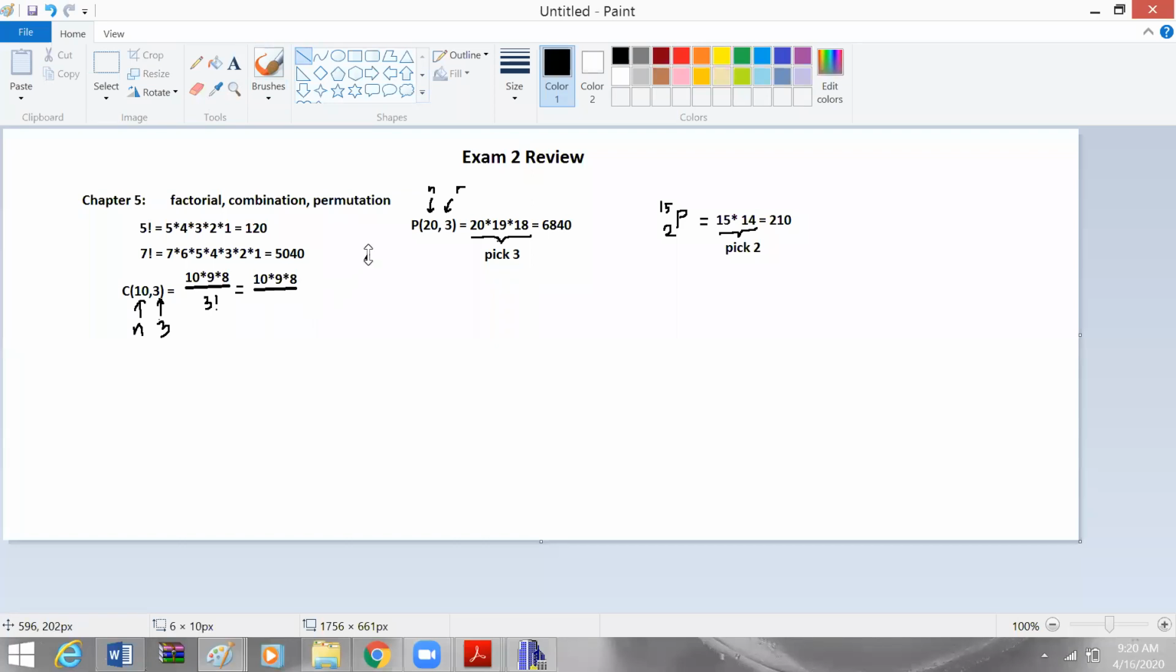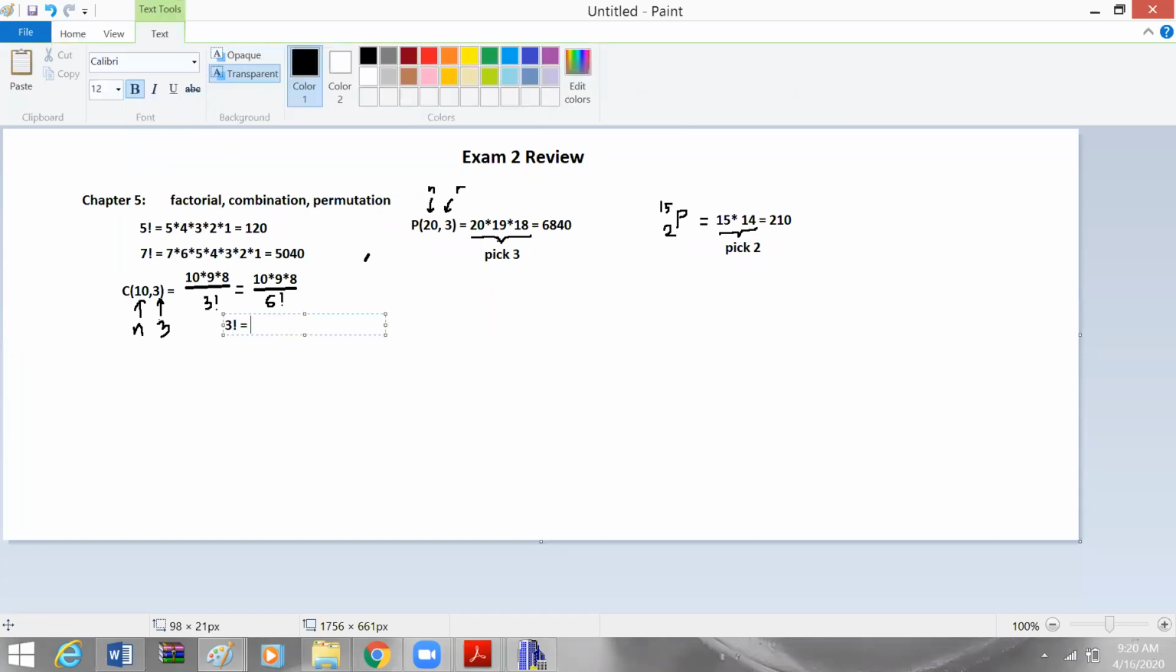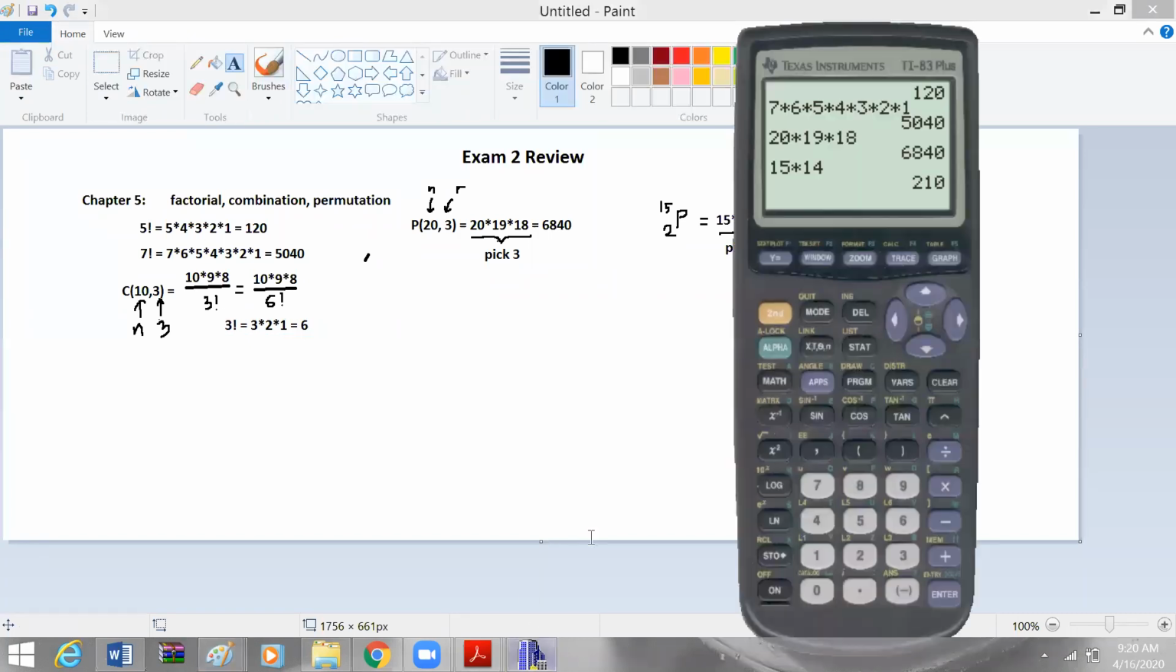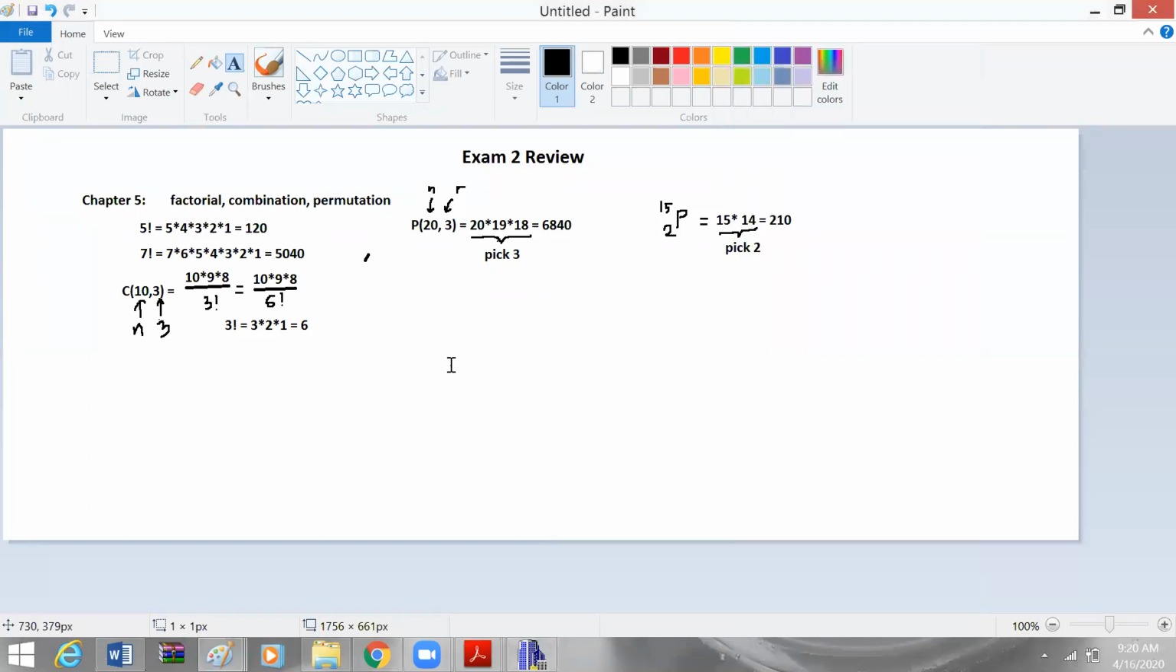Okay, this is very important. So 3 factorial is 6. For those of you who ask me why 3 factorial is 6, 3 factorial is 3 times 2 times 1, so that is 6. On the calculator, we take 10 times 9 times 8 over 6, and we get the answer, which is 120 as well.